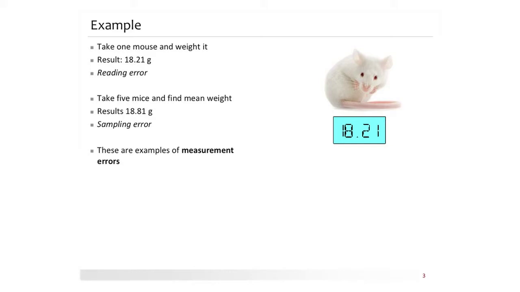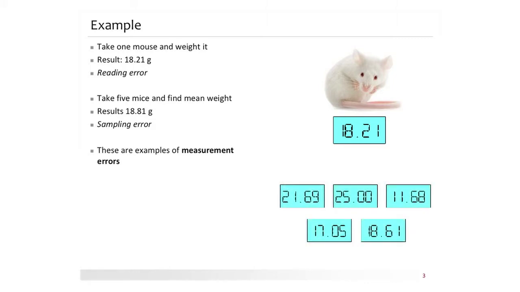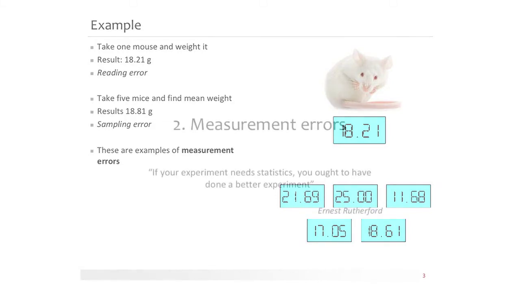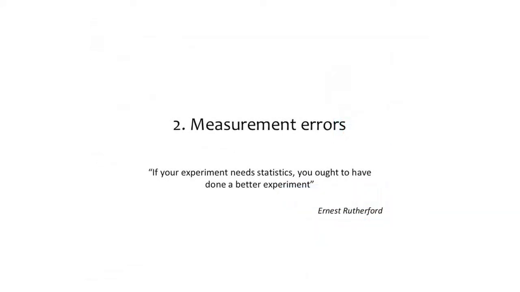Or you can try to improve your result. You take 5 mice, you weigh each of them, you find their mean weight, and you will get another number. But you take a sample of mice, so this number will have an error which is called sampling error. So these two things are two examples of random measurement errors, and that's what I'm going to talk about in the first part of today's lecture.